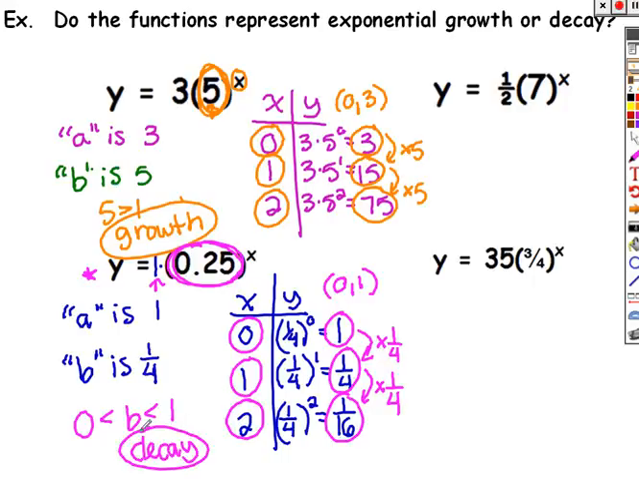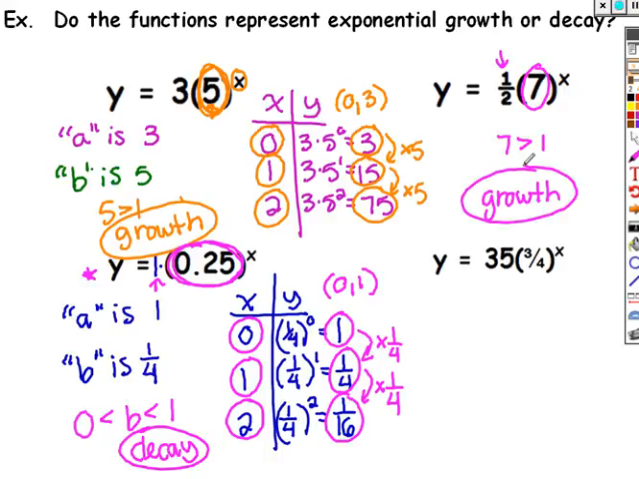And let's look at the other two. So here, this would be like your starting value. If you plug in 0, you'd get out a half. That'd be your y-intercept. But really, all I'm looking at is, well, I'm multiplying by 7 repeatedly. So since 7 is larger than 1, this is going to give me exponential growth.